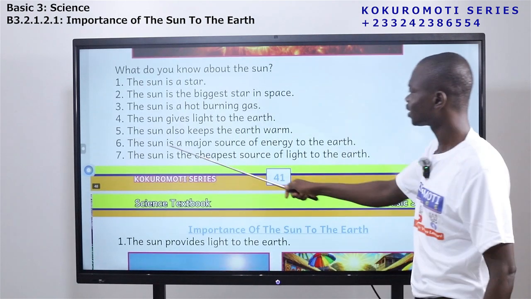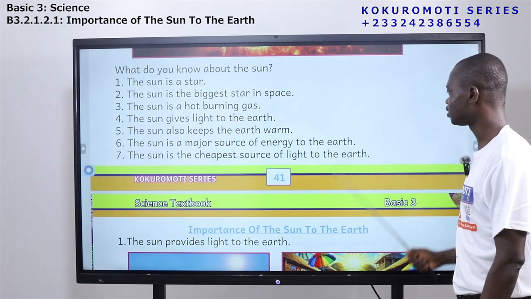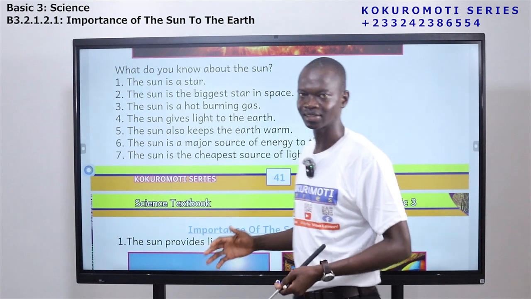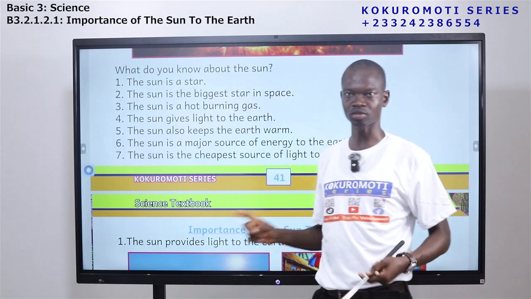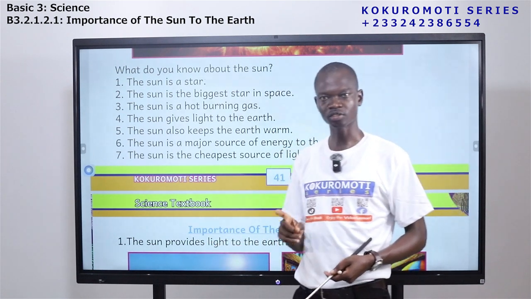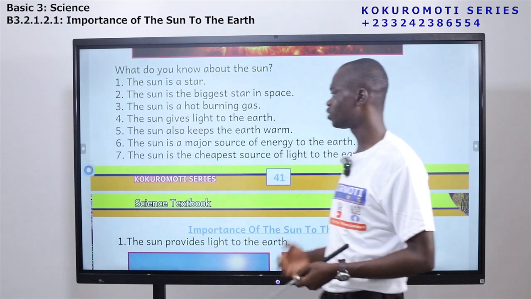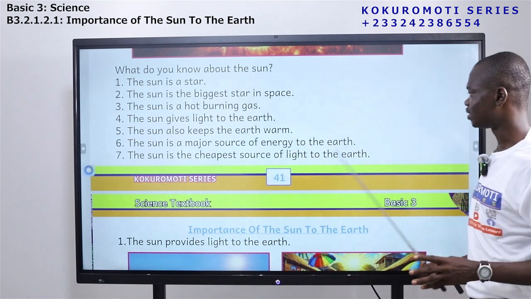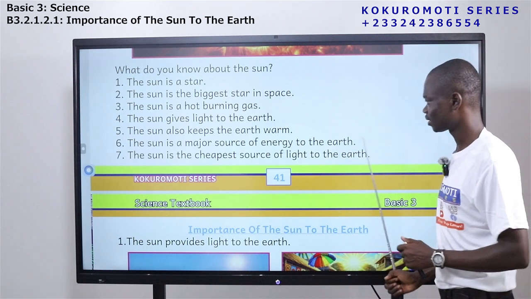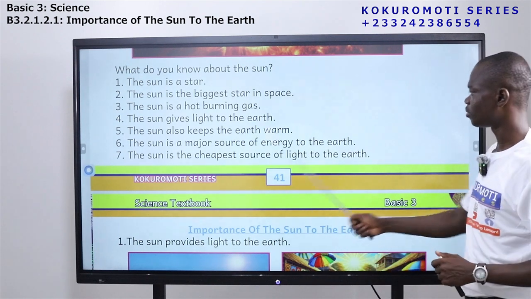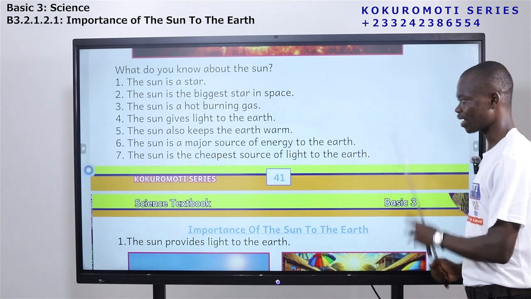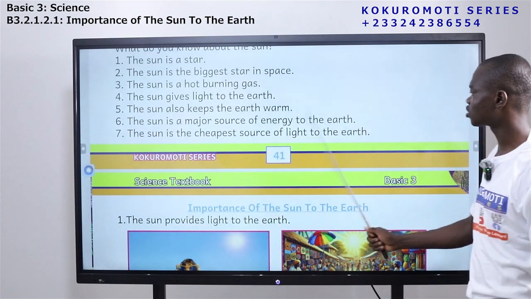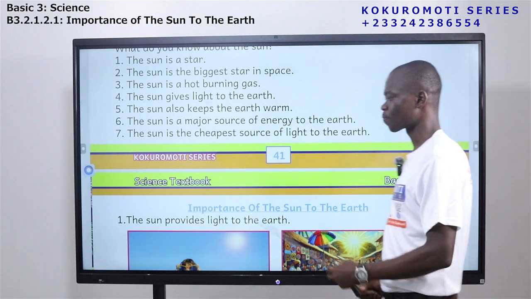Okay. The sun is a major source of what? Energy to the earth. There are different sources of energy to the earth, but the sun is a major source. It's the main source of energy to the planet what? Earth.